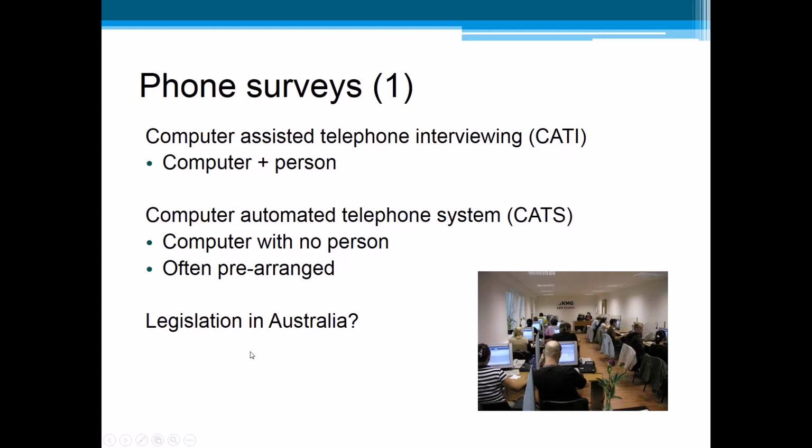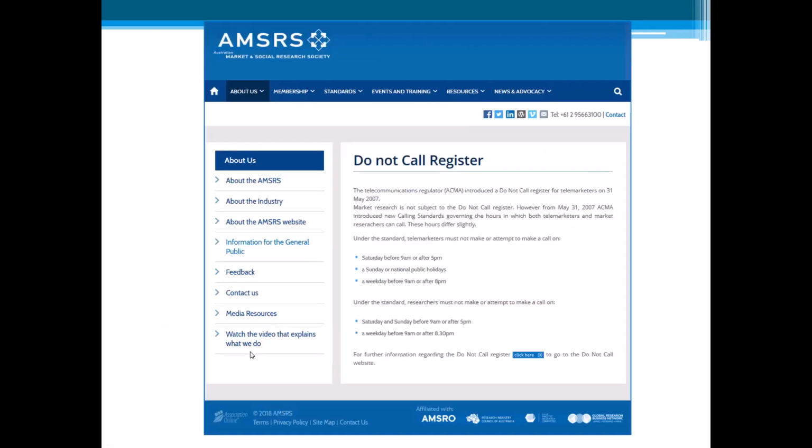We also have to be mindful that there is legislation in certain countries. So within Australia, we have the Do Not Call Register. The Do Not Call Register was introduced in Australia in 2007, and this was around a time when there was a lot of telemarketing calls occurring, and people were getting like 12, 20 telemarketing calls a day. It was really getting out of hand.